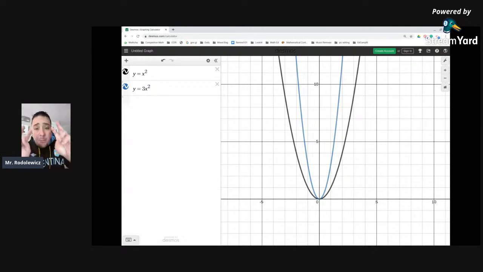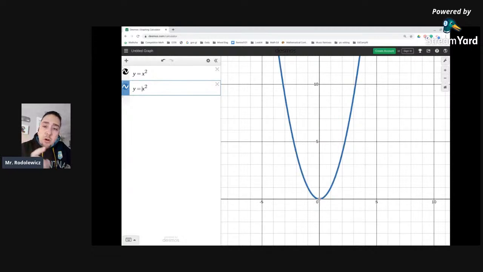Every other point moved, but we can't call it a shift, right? If you literally think about shifting, everything has to move up, but the vertex didn't. So we call this instead a stretch for obvious reasons. When you look at it, it looks like the parabola got stretched, all right? A shrink is when you multiply by a factor between 0 and 1. So for instance, 0.5.